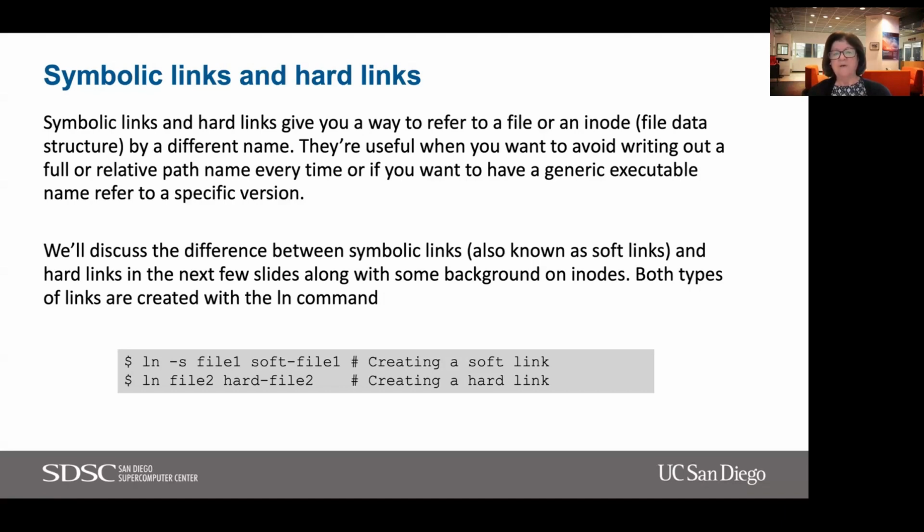So a symbolic link refers to a file or an inode, which is a file data structure. And you can give it a different name, and they're helpful when you want to avoid writing out a very long path like that /cm/share/... It could be very long, and I hope I have time to show you real examples of how long those are. So you could alias it, basically.